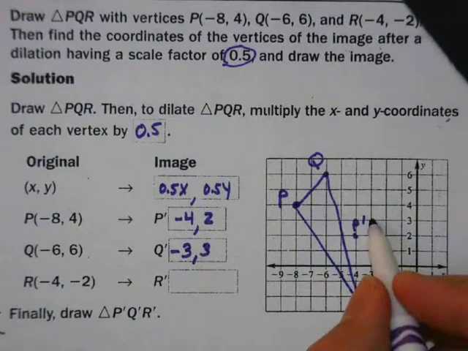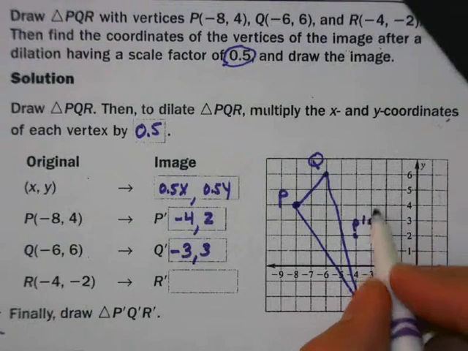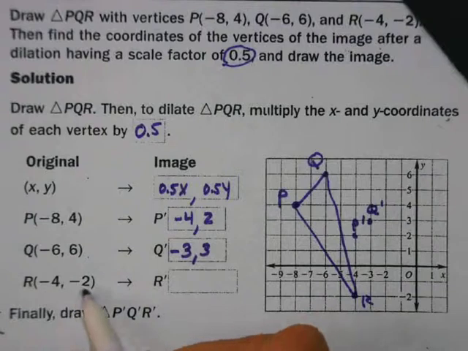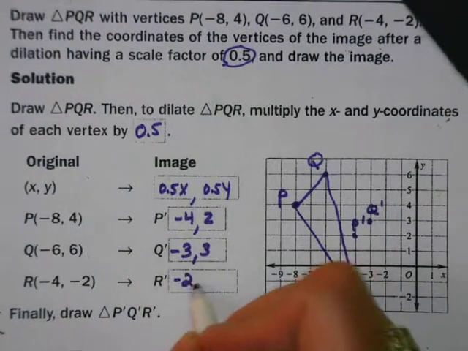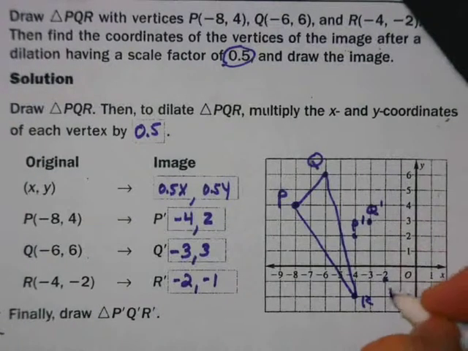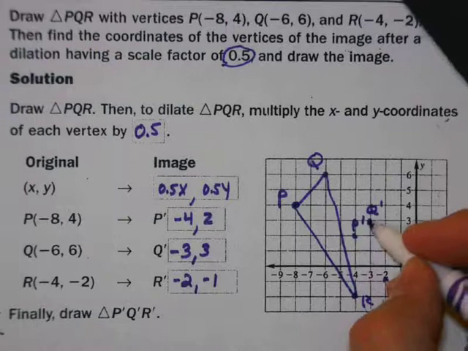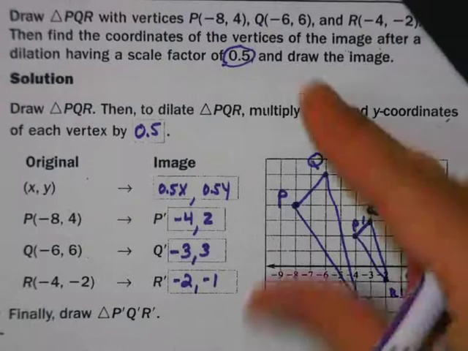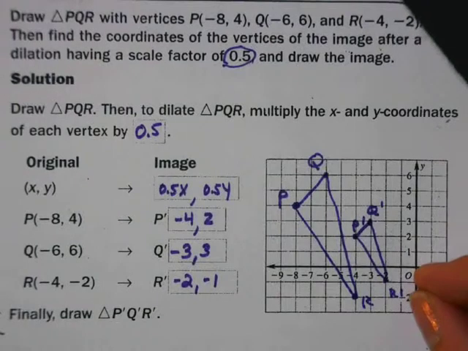-3, 3 ends up here. So there's your Q prime. -4, -2 is going to give us -2, -1 when we multiply each of those by half. And there we go. There's our R prime. So now here's what our new figure looks like. Again, same shape, just shrunk down towards the origin.